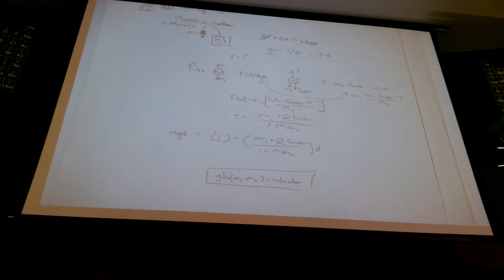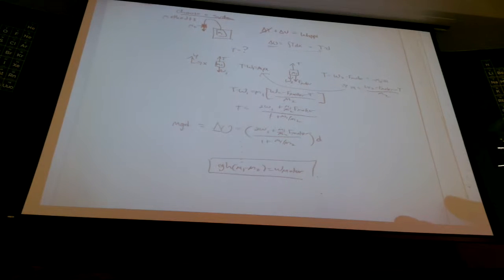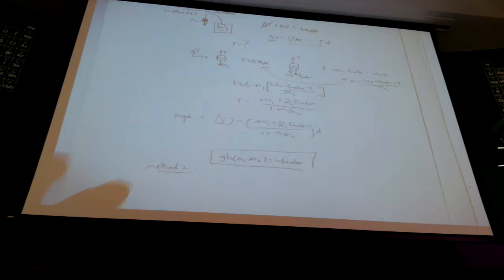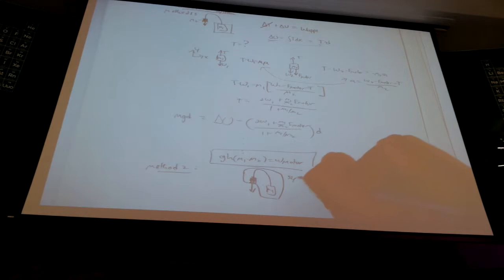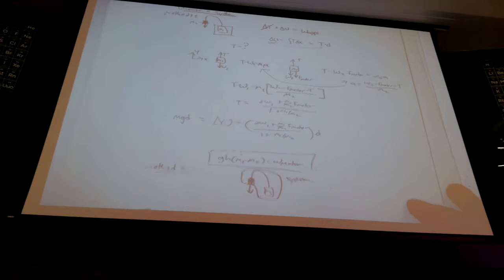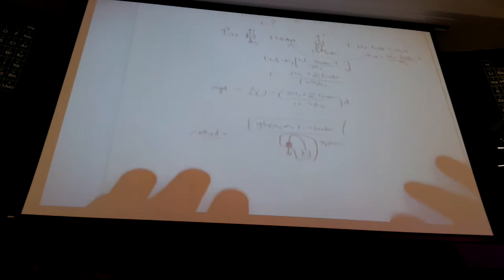I don't know, let me do this one. So the way I'm going to do it is by defining the system differently. The method 2 is, now I'm going to consider the entire thing my system, except the motor. So this is my system. Okay, that's kind of a bad picture, sorry.